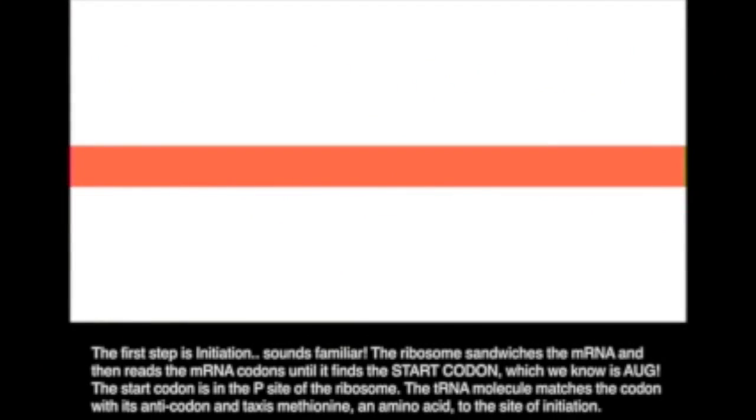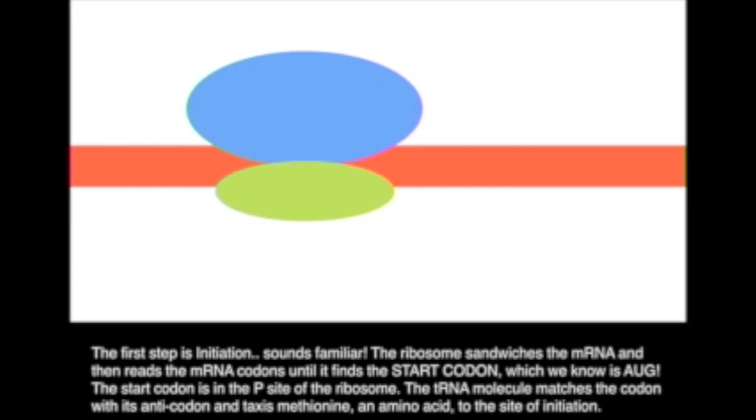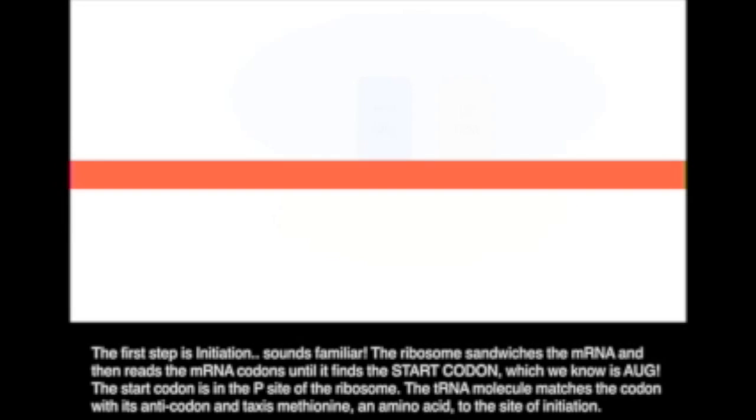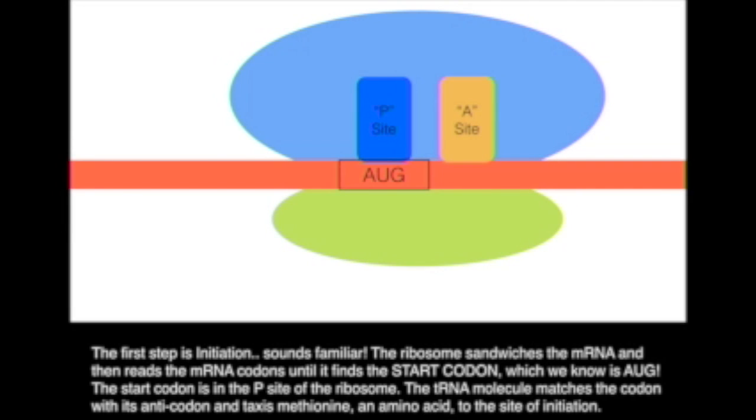The first step is initiation. Sounds familiar. The ribosome sandwiches the mRNA and then reads the mRNA codons until it finds the start codon, which we know is AUG. The start codon is in the P site of the ribosome. The tRNA molecule matches the codon with its anticodon and brings methionine, an amino acid, to the site of initiation.